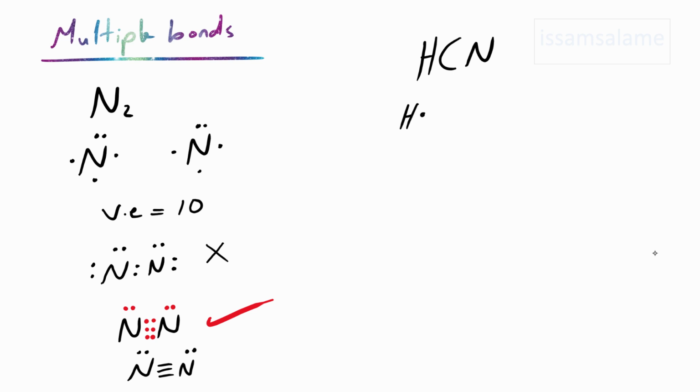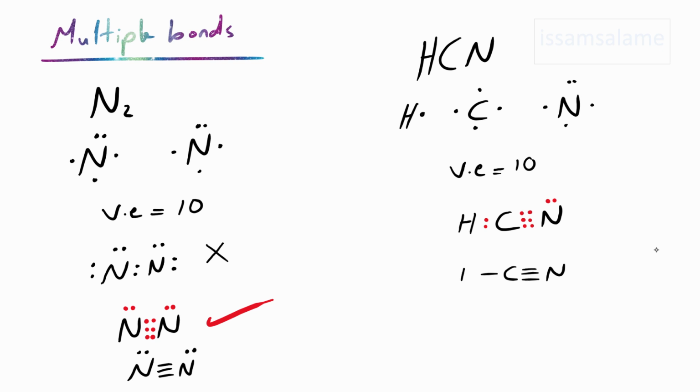Here we have hydrogen cyanide. We draw the Lewis structures for all the atoms. Number of valence electrons is 10. We cannot complete the octet except by sharing 3 pairs of electrons between nitrogen and carbon, and then we change the shared pairs into long dashes.